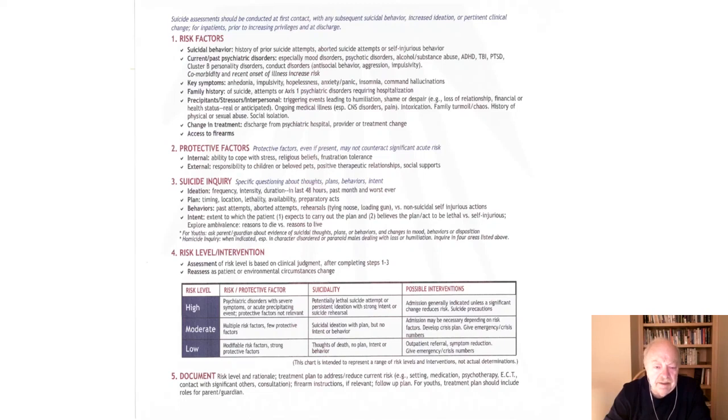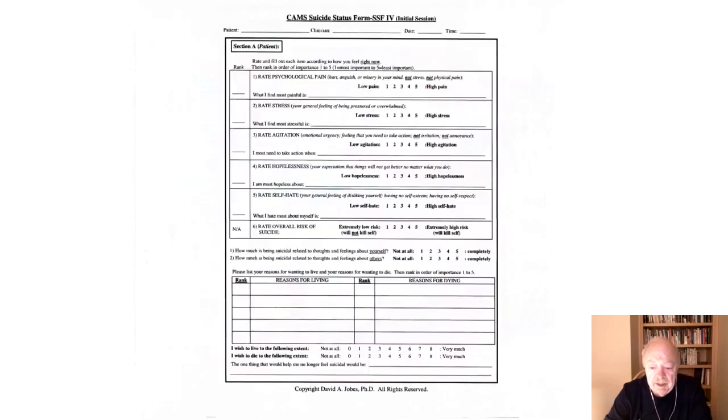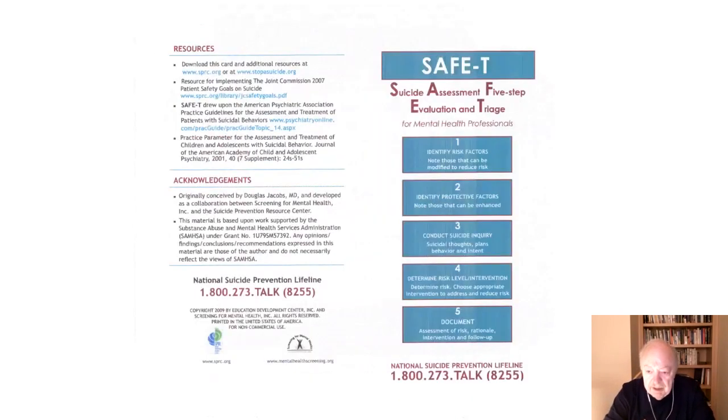And it goes into less detail than my more free-form one, but you can see here that they divide things up. Well, first of all, they recommend a 5-step evaluation process. Step 1, identify risk factors, especially those that can be modified to reduce risk. Step 2, identify protective factors, especially ones that can be enhanced. Step 3, conduct suicide inquiry, which is where you ask the more specific questions about thoughts, plans, and behavior. Number 4, determine the overall level of risk, low, moderate, or high, and that includes whatever intervention you do, and then number 5 is to document everything.